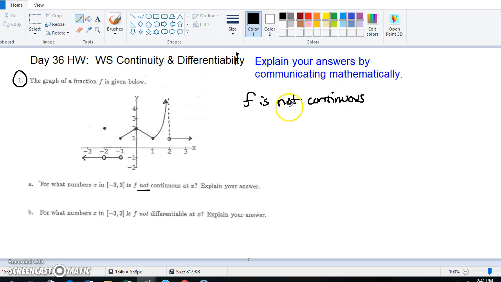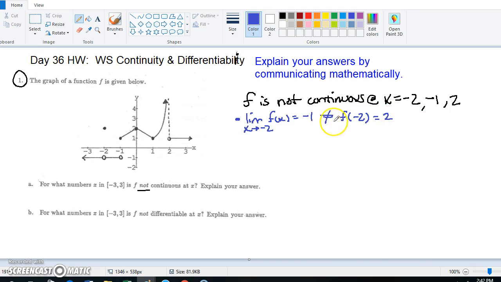f is not continuous. Well, let me look for holes, asymptotes, or jumps. So at x equals -2, at x equals -1, and at x equals 2. Explain your answers communicating mathematically. So I would say, for the first one, the limit as x approaches -2 of f of x is -1. The function value at -2 is defined as 2, but the two are not equal.